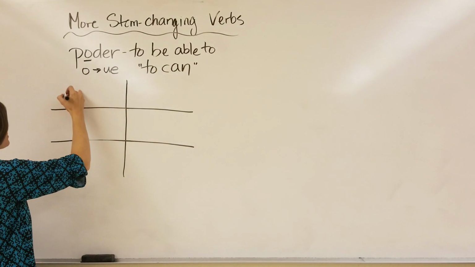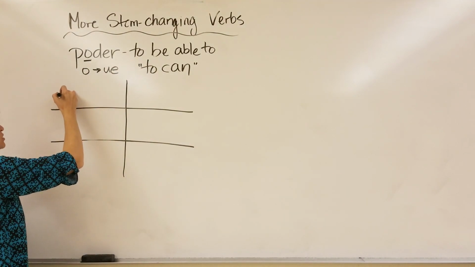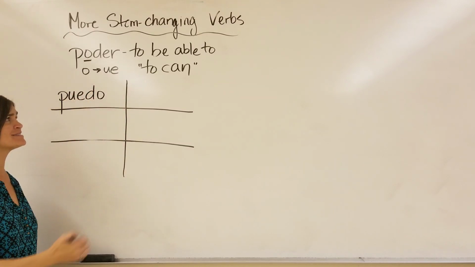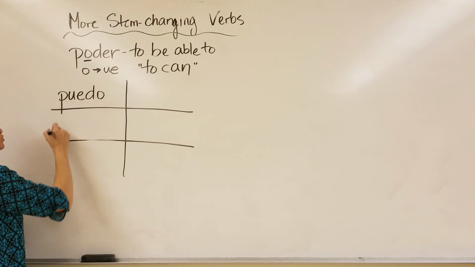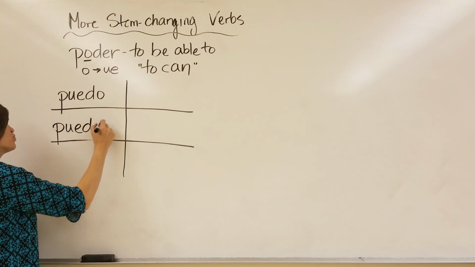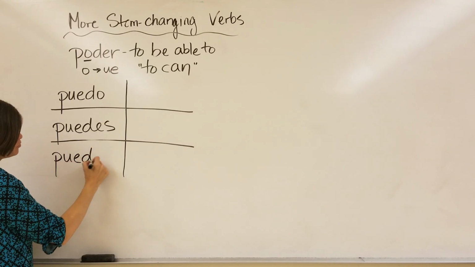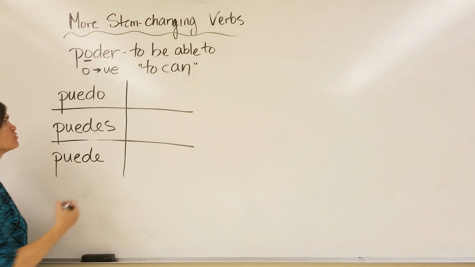So in the yo form, instead of podo, it'll be yo puedo. Yo puedo means I can. Tú puedes. Puedes means you can. Él puede. He or she is able to or can.